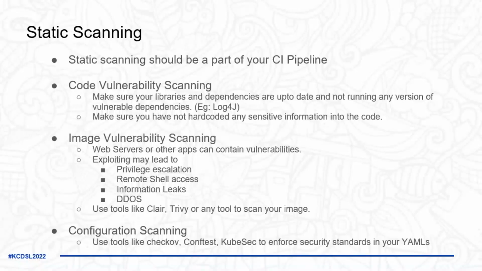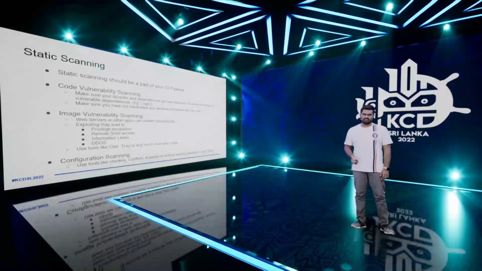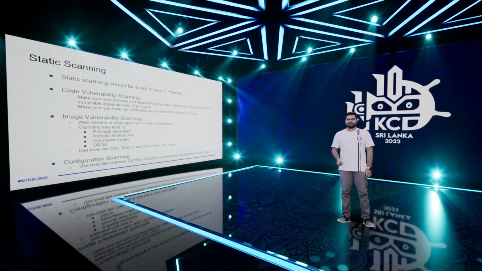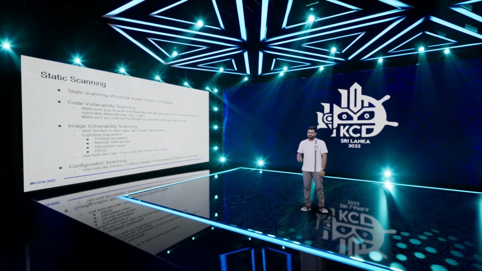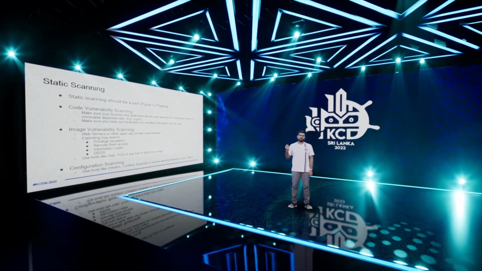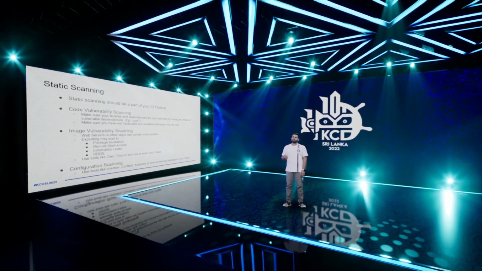Then goes image vulnerability scanning. So here, our images might contain vulnerabilities. This also, again, you gotta scan at an interval or a duration. You can't just scan once and if it's okay, you can just forget about it, right? You gotta scan continuously. And exploiting a vulnerable image could lead to privilege escalation. Someone can get remote shell access. Your information could leak. Someone could give you a DDoS attack within the cluster. I personally use Clair, but people use Trivy and any other tool you can use for image vulnerability scanning.